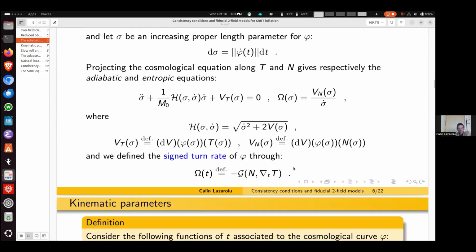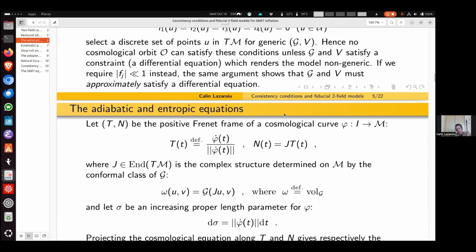Okay. Here I introduce some notations which are, again, classical in cosmology. So, H of sigma, sigma dot is the square root of sigma dot squared plus 2 V of sigma. That's an incarnation of the Hubble function. V_T of sigma is by definition the tangential derivative of V. Tangential means in the direction determined by the normalized tangent vector T to phi. So it's the differential of V at the point phi of sigma applied to this normalized tangent vector T of sigma. And V_N is the normal derivative, where normal refers to this positive normal vector N of the Frenet frame. So it's by definition the differential of V at the point phi of sigma applied to this unit normal vector N of sigma.